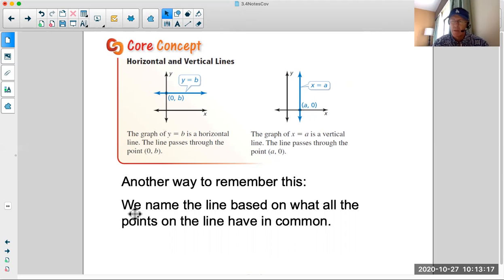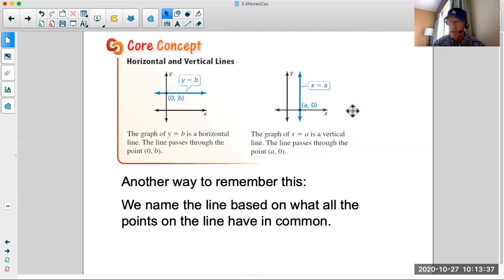Okay. So another way to remember this is we name the line based on what all the points on the line have in common. Here, the y coordinate is always the same. So we would say it's y equals b, or like y equals 3. Okay, what about vertical lines? Vertical lines mean straight up and down, right?